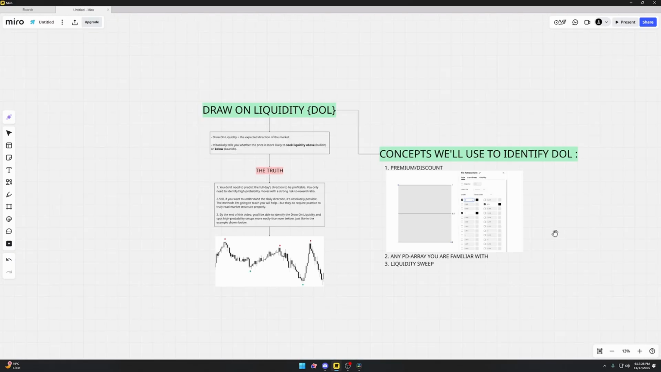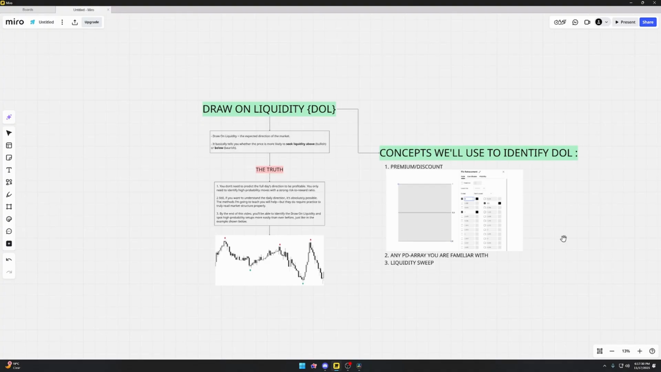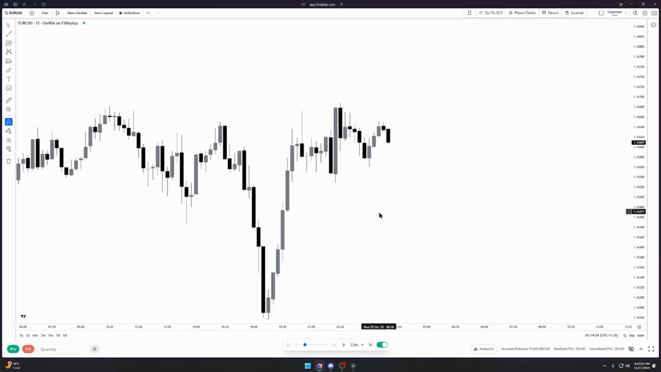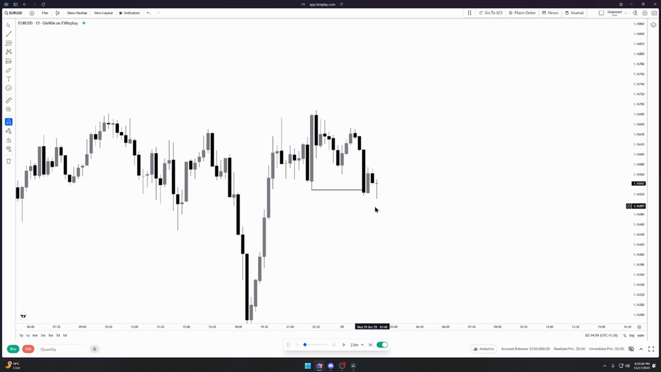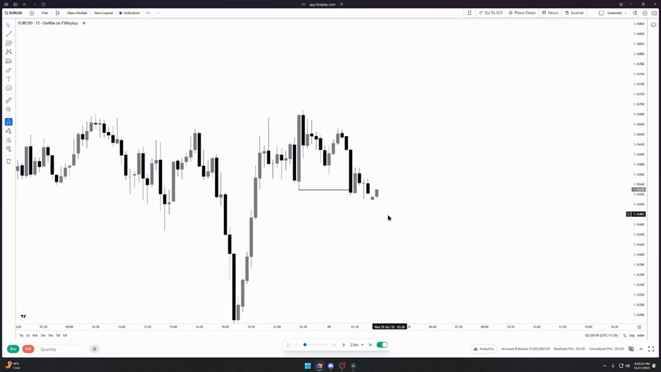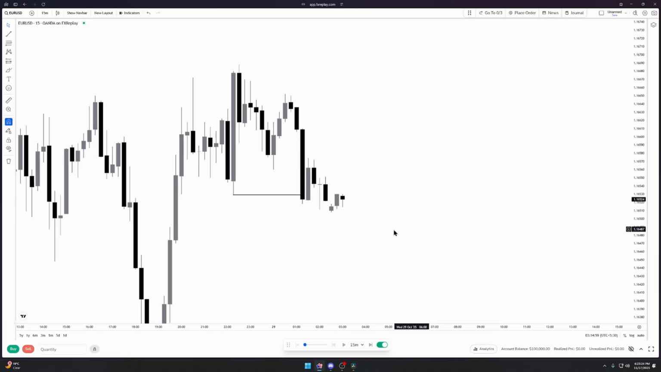Now let's go to the charts, and let me show you exactly what you need to do to identify the draw on liquidity. So, coming onto the charts, we'll be using the 15-minute time frame only. The first thing we need is a liquidity sweep. We have this low, and we simply wait for the market to take it out. Once the market sweeps the low, a new swing low forms after the sweep, and we also have a swing high.